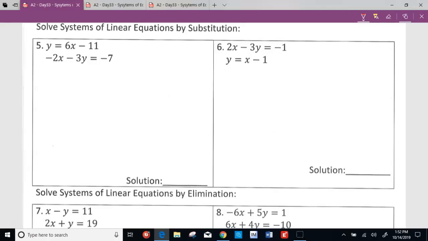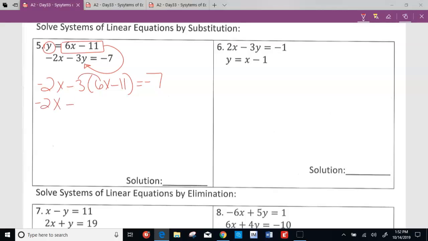So I have y equals 6x minus 11 and negative 2x minus 3y equals negative 7. Since I already have an equation with one variable, y in this case, I will plug all this in wherever I see a y. So basically it's going to go right there. So if I rewrite the equation, I get negative 2x minus 3 times 6x minus 11, because I substituted in that top equation. I will now go ahead and work this out with distributive property.